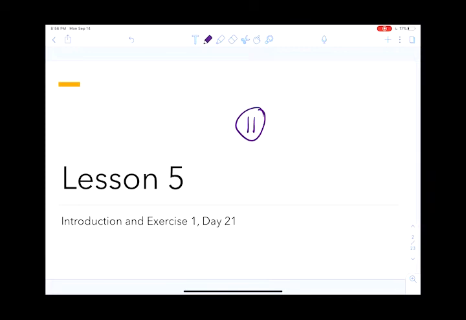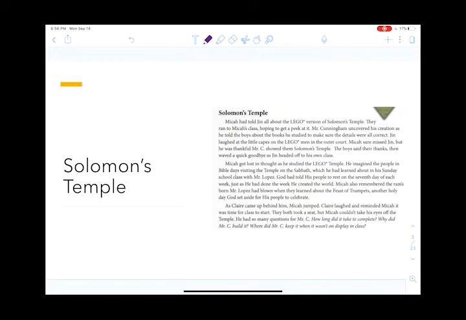Let's start by reading Solomon's Temple. Micah had told Jin all about the Lego version of Solomon's Temple. They ran to Micah's class, hoping to get a peek at it. Mr. Cunningham uncovered his creation as he told the boys about the books he studied to make sure the details were all correct. Jin laughed at the little capes on the Lego men in the outer court.